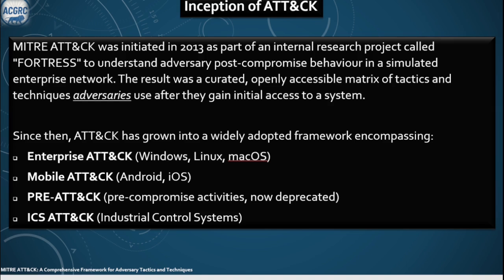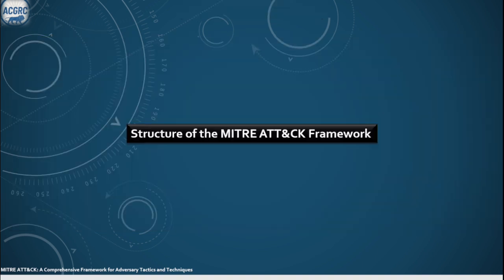Since then, ATT&CK has grown into a widely adopted framework encompassing Enterprise ATT&CK, which focuses on Windows, Linux, and macOS; Mobile ATT&CK, which is about Android and iOS; PRE-ATT&CK, which covers pre-compromise activities and is now deprecated, but it had its play; and ICS ATT&CK, which is industrial control system focused. Structure of the MITRE ATT&CK framework.